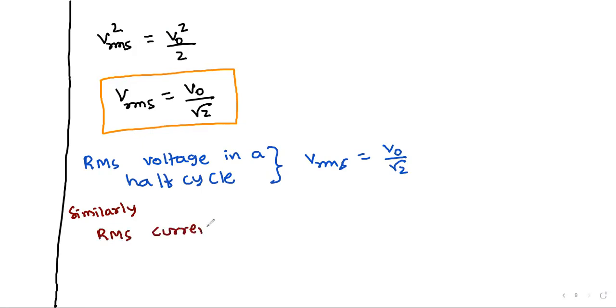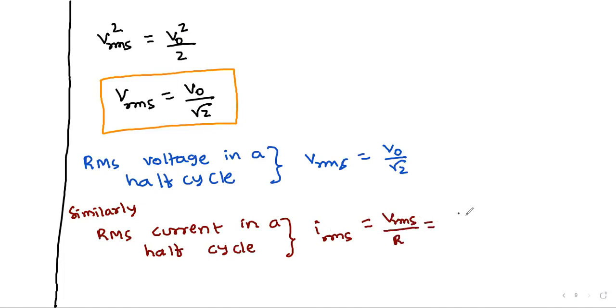Similarly, RMS current in a half cycle, that is I RMS, I can write as V RMS by resistance. V RMS means V naught by root 2 R. V naught means peak voltage, so peak voltage by resistance means peak current I naught. So I RMS I can write as I naught by root 2.